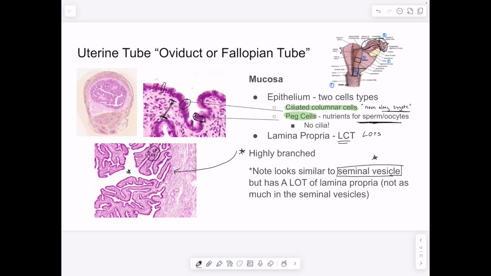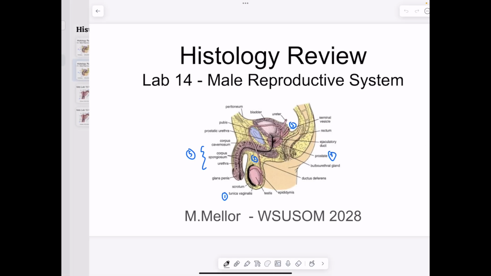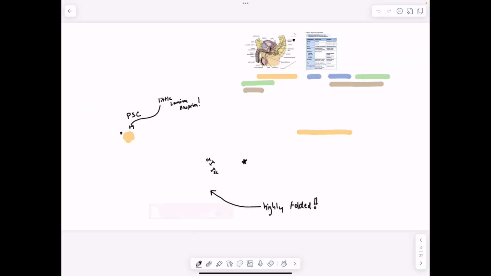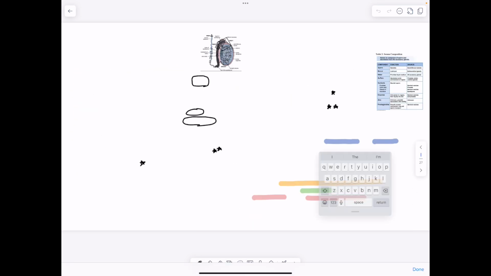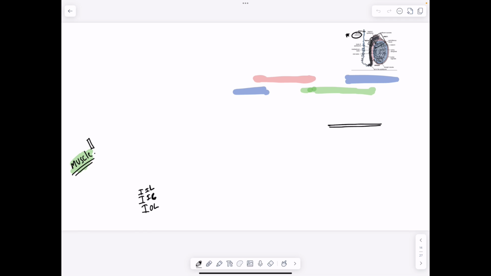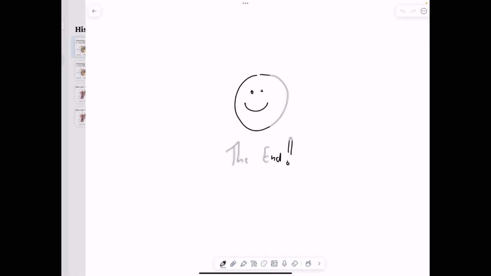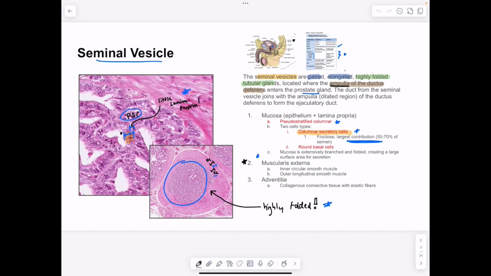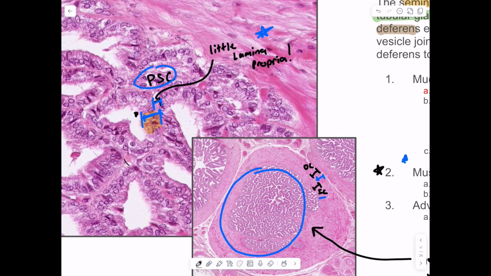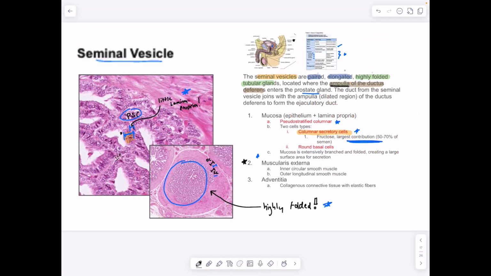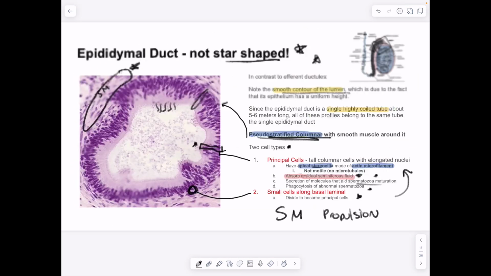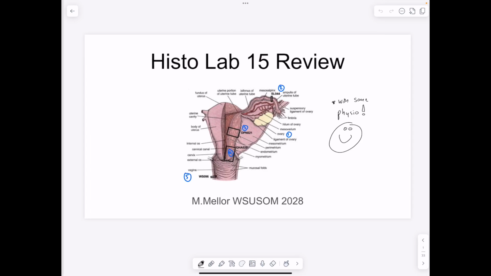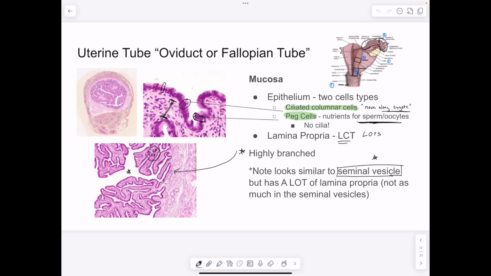Let me just take a look at that real quickly, see if we can find that. So let's see, seminal vesicle, accessory glands. Oh, that's not a good sign. All right, let's see. Oh. All right, seminal vesicle. Notice that the lamina propria is quite small, basically no connective tissue, whereas in the case of the female oviduct or fallopian tube, you have a lot of connective tissue.